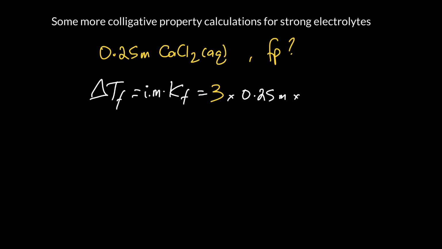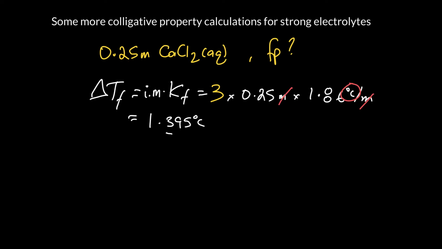And our freezing point constant for water, we've got to look up, but it's like 1.86 degrees C per molal. So if we take care of units, molal cancels out, and we're left with degrees C. That's pretty good for a temperature. And I calculate something like 1.395 degrees C. So in terms of significant figures, I probably should only have 2. You might say, well, why not 1, because doesn't the 3 have 1? Well, that's an exact counted number, I suppose. Theoretically, it should break into 3, and it's exactly 3: a calcium, a chloride, and another chloride.